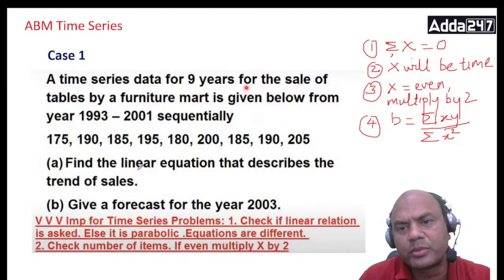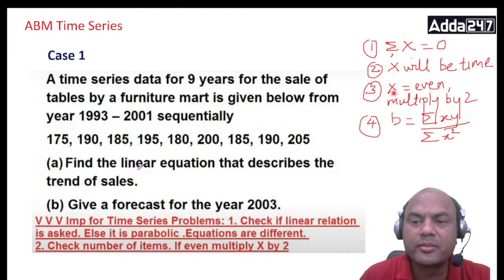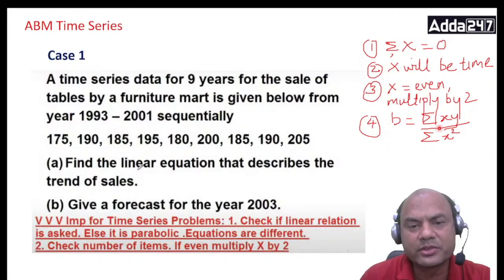Now let's look at the numerical. These 4 points, everyone got this? Summation x is 0, x will be time, if x is even multiply by 2, and B equals summation xy upon summation x square. So let's study now.